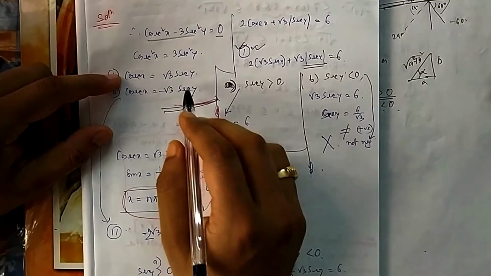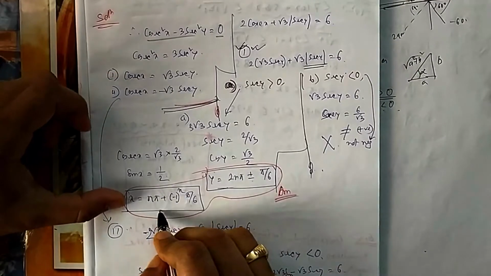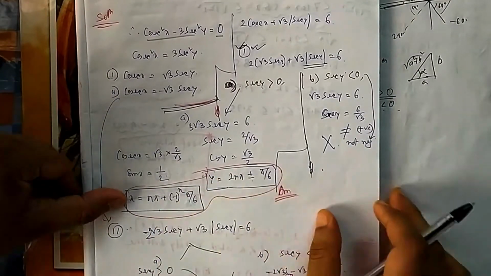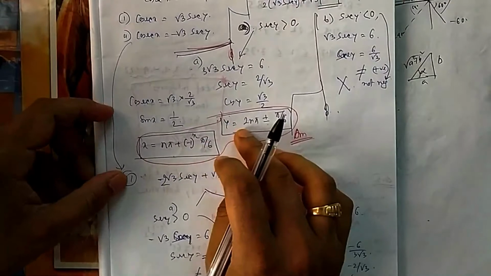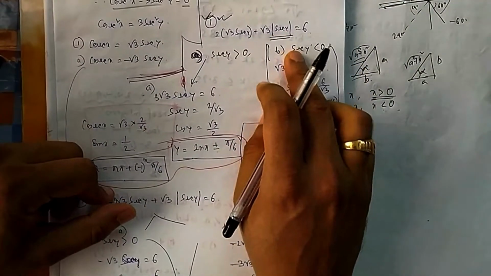So you know sec y equal to 2 by root 3, so if you put it here, cosec x equal to 2, sin x equal to half, you know x and y. So it is solved. One set of solution you got, x equal to this, y equal to this. So what was the second condition here? Sec y is less than 0.